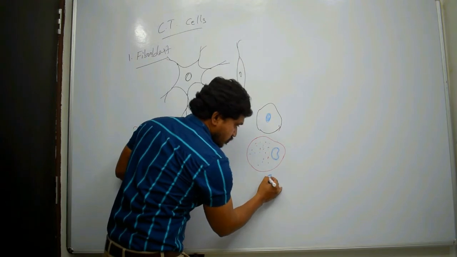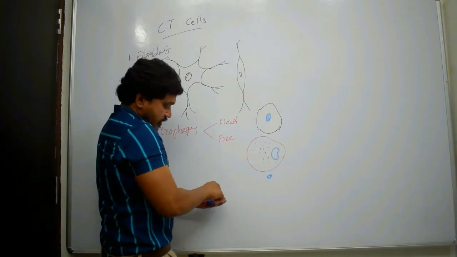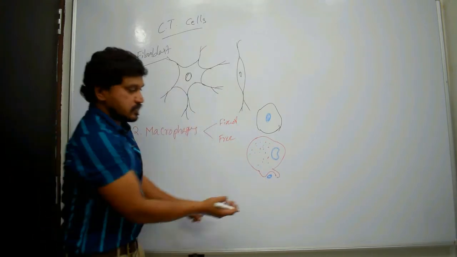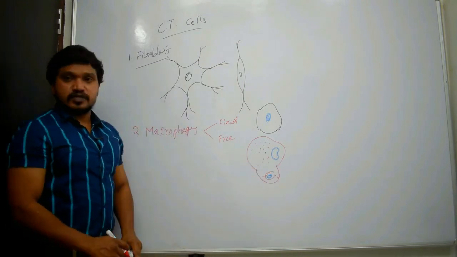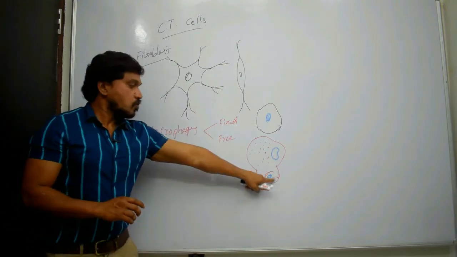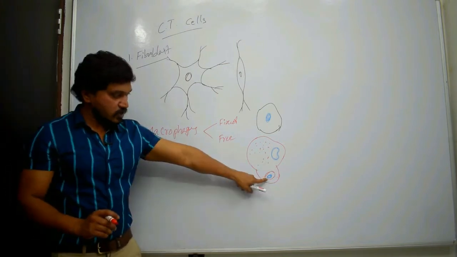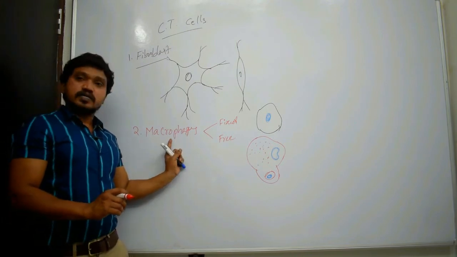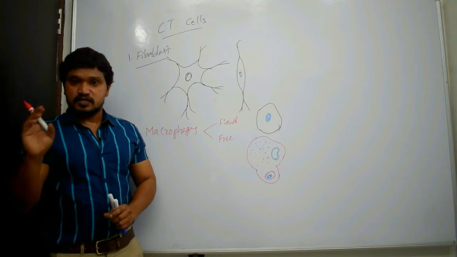Imagine this is a microorganism or foreign particle. These macrophages will reach here and engulf it. That means they will eat it up like this. So macrophages act as a mononuclear phagocytic system, because these foreign bodies are phagocytosed by these macrophages. So macrophages are included in the mononuclear phagocytic system.